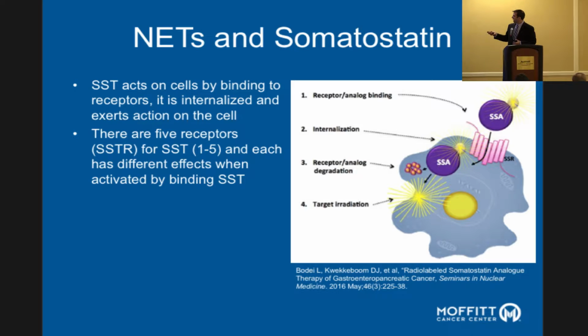If you look at this little diagrammatic picture here, somatostatin is this little purple molecule. In order for this to act on a cell and exert its effect, it has to have a receptor, and that's what these little pink bars are. So in order for somatostatin to exert its effect on a cell, whether that's a normal cell or a tumor cell, it has to have or express these receptors on its surface. There are 5 different subtypes of these receptors, 1 through 5, and each one of these has a slightly different effect on the cell when it's bound by somatostatin.